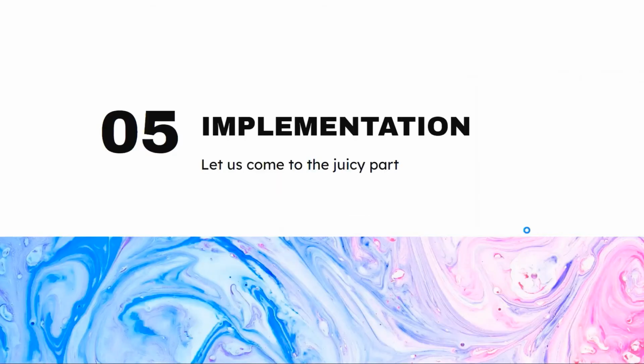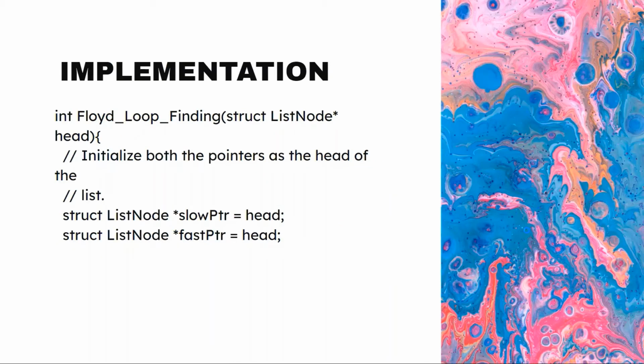Coming on to the implementation of the algorithm. Implementation of the Floyd cycle detection algorithm is also not very difficult. We are seeing here a function to implement Floyd's cycle detection algorithm. The struct ListNode is the actual struct that we use to symbolize the linked list. Head, as you see, is the head of the linked list.